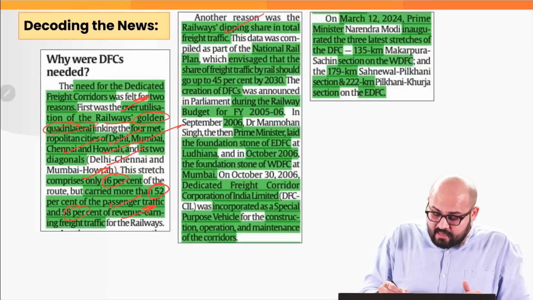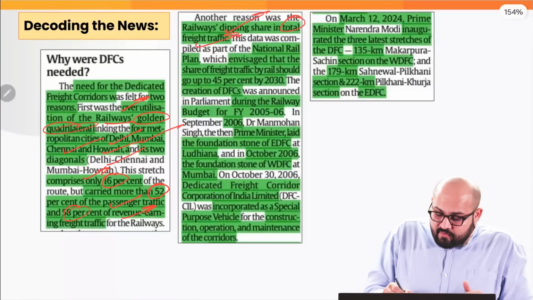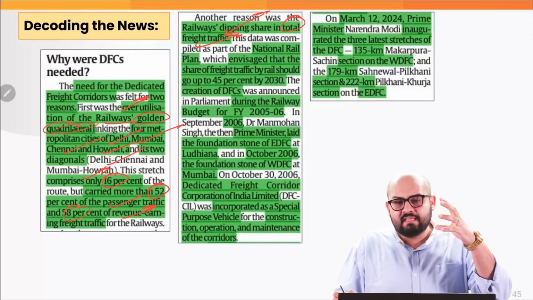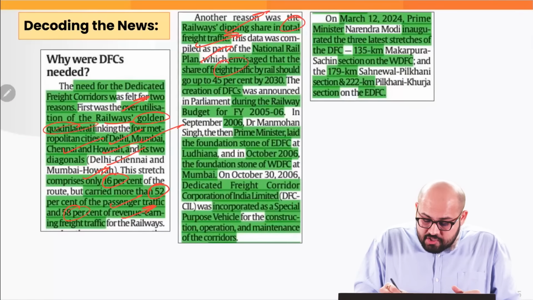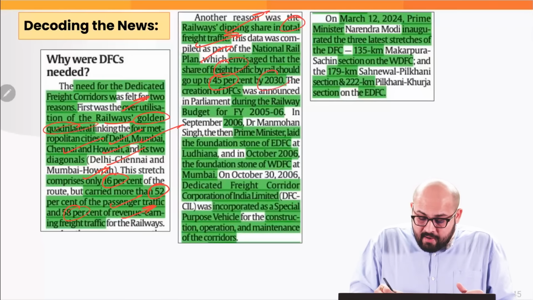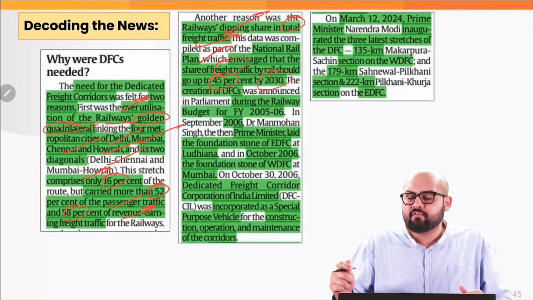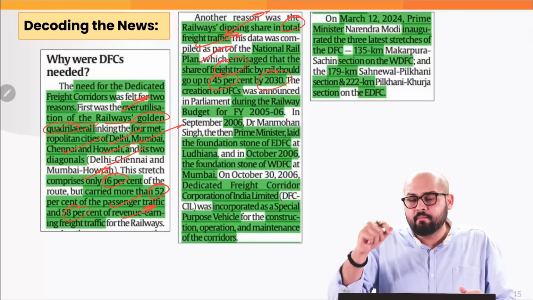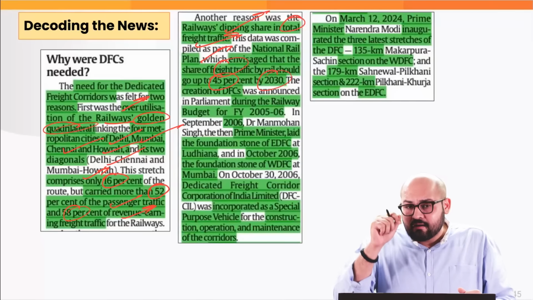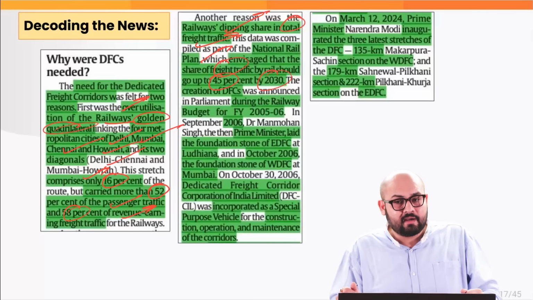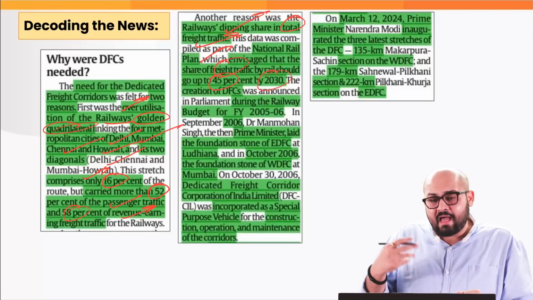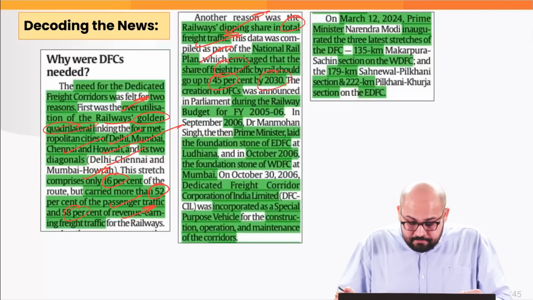Another reason is the railways' dipping share in the total freight traffic. We have had the National Rail Plan, which envisages that the overall share of freight traffic by rail should increase to 45% by 2030. As of now, we have dominance of the road mode of transport. Again, the National Rail Plan is emphasizing increasing the rail share to 45% by 2030, and this actually needed the creation of DFCs.